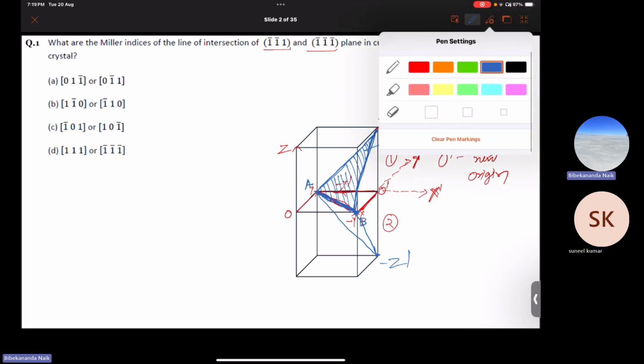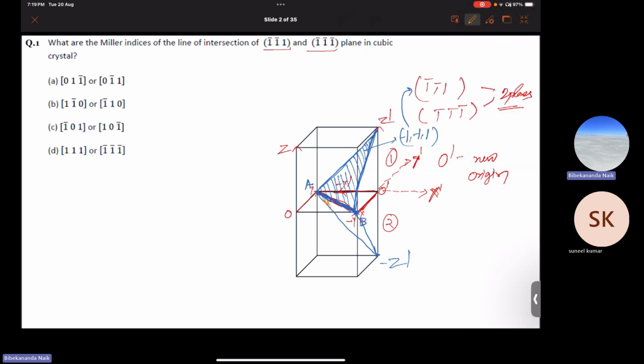So let me draw with another type of color. This plane you are seeing is -1, -1, -1. So there are two planes. Suppose we name them ABC and ABC prime. The ABC plane corresponds to -1, -1, 1, and ABC prime corresponds to -1, -1, -1. Is it clear to you?